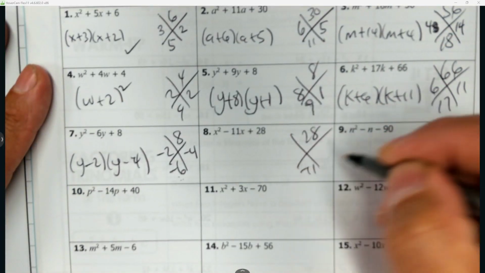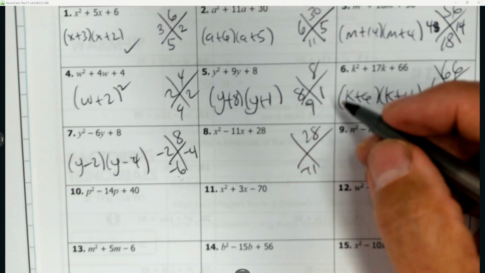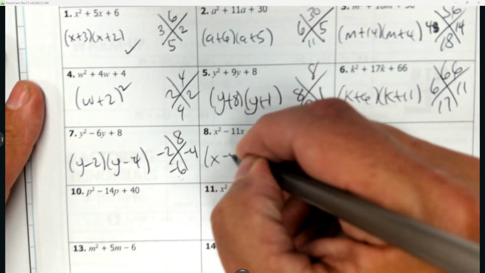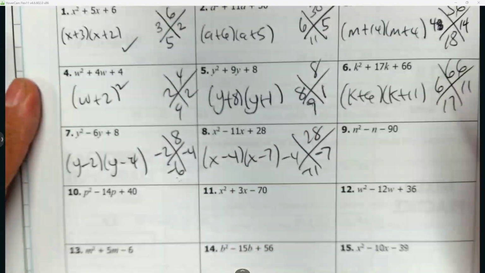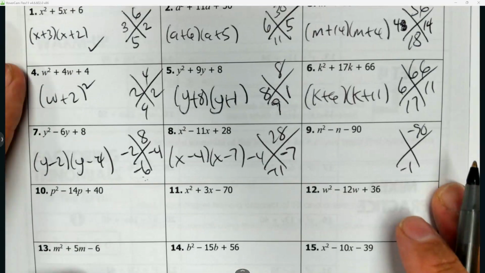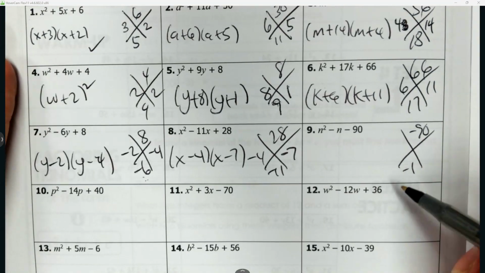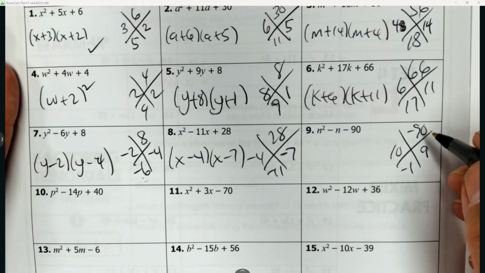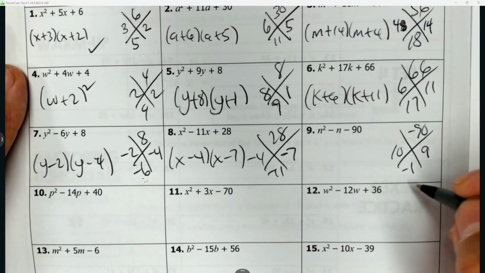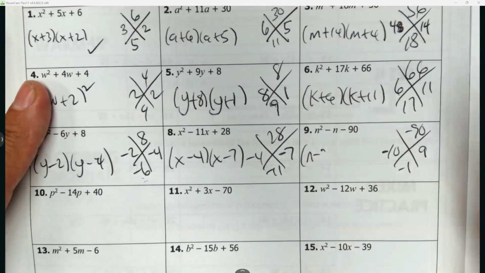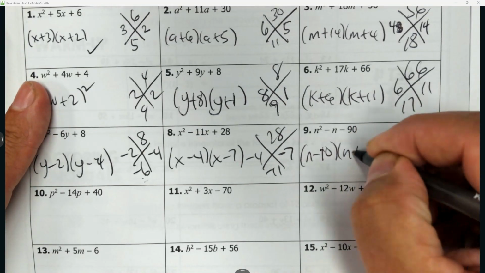Same thing here. You have a positive number and a negative, which means it's going to add, but the numbers are going to be negative. That's negative 4 and negative 7. When you don't see a number in the middle, it is negative 1. Now the top number is negative, so you're subtracting. So the two numbers that subtract and multiply to 90 are 10 and 9. Because the bottom number is negative, the bigger number is negative, and the smaller number is positive.